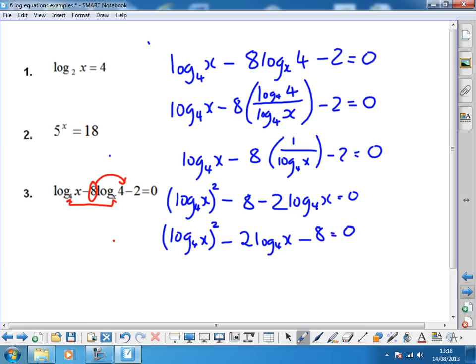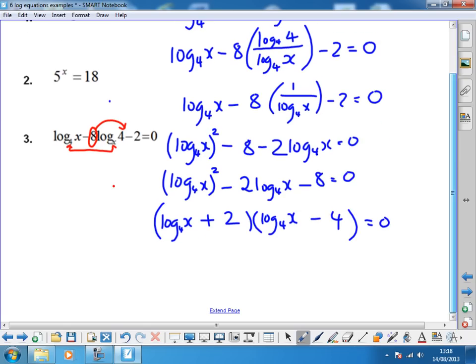Now, hopefully I can factorise it. Can I or not? Yep, you can. Minus 4, log to the base 4 of x, log to the base 4 of x, minus 4 and 2, minus 4 plus 2. There we go. Nice quadratic.